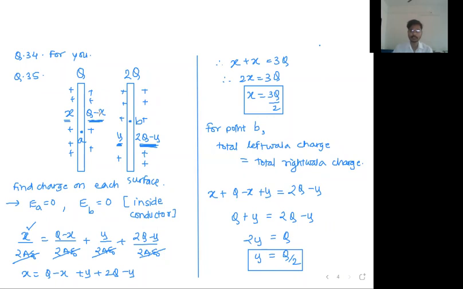आता q मायनस x सांगा. q minus 3q by 2. q minus 3q by 2 will be what? Minus q by 2. आला तर आला, प्लस तर प्लस, मायनस तर मायनस. नो वरी.